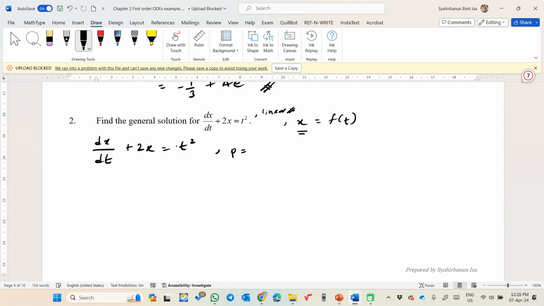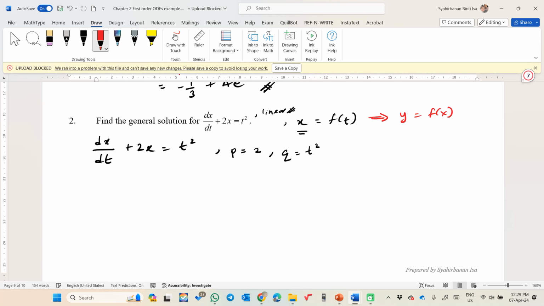So we just need to identify p. What is p? p is the coefficient of x, so p is 2. What is q? q is our t squared. Remember that this is a different variable. If you cannot understand this, you can change this to y equal f of x, which means the variable x you can change to y, the variable t you can change to x. If you can understand this, just use this variable.